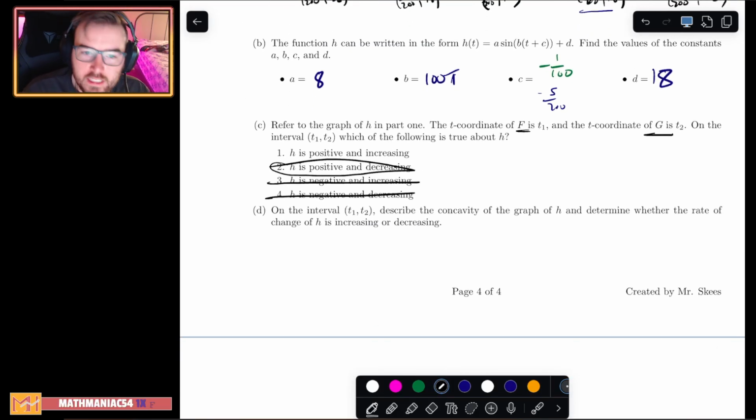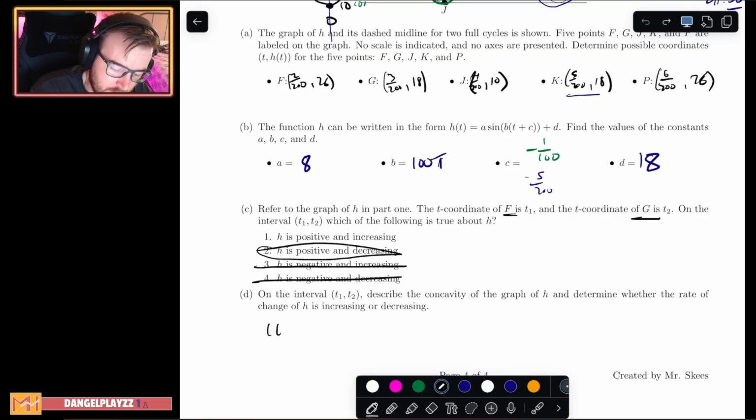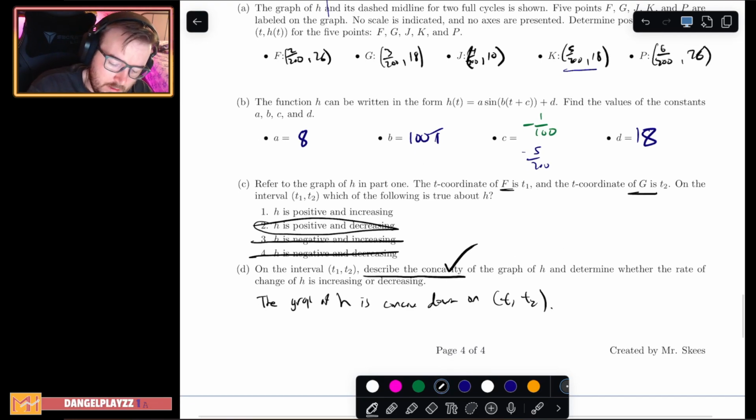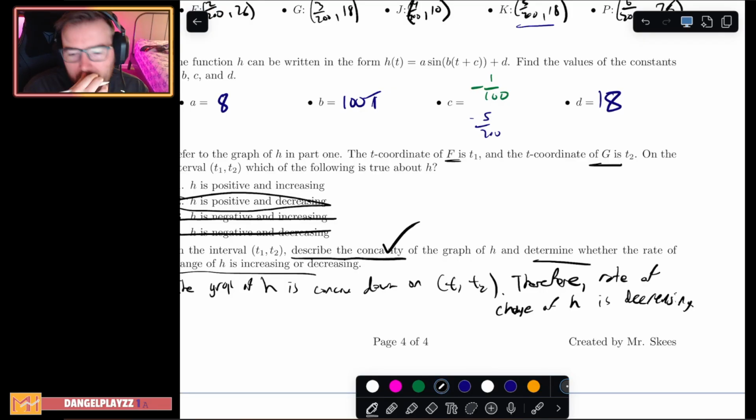On the interval T1 to T2, describe the concavity. Okay, that same interval, T1 to T2. The graph of H is concave down on T1 to T2. Describe the concavity? Check. Therefore, determine how the rate of change is behaving. Rate of change of H is decreasing. Concave down means rate of change is decreasing. Case closed.